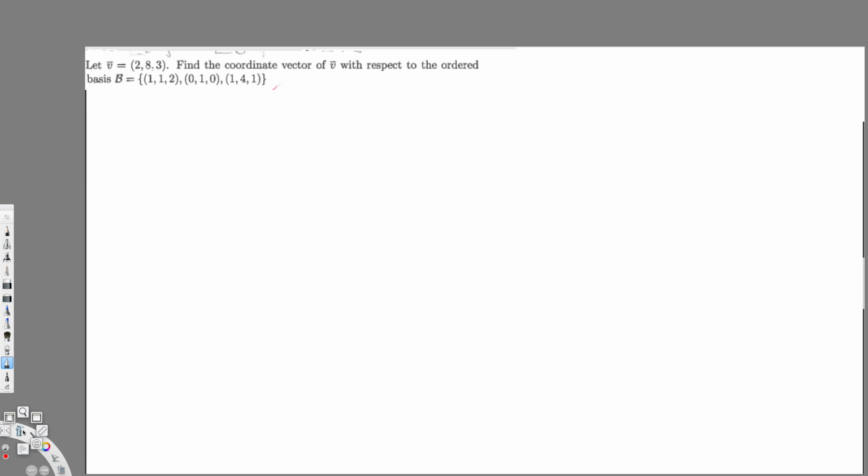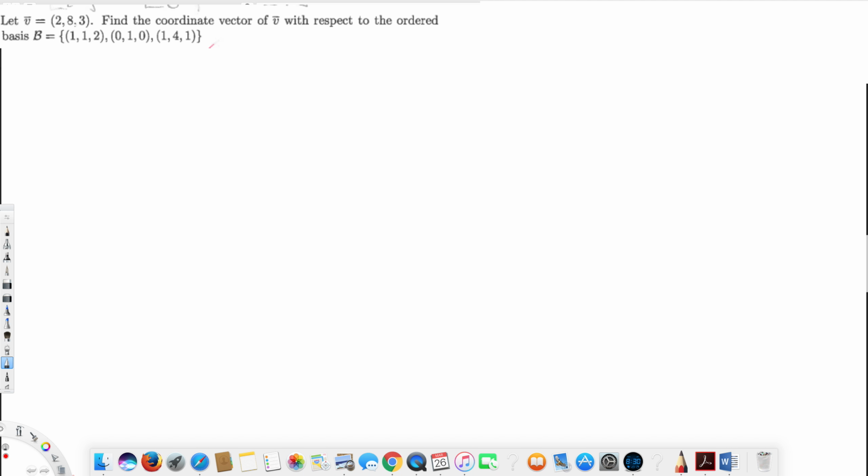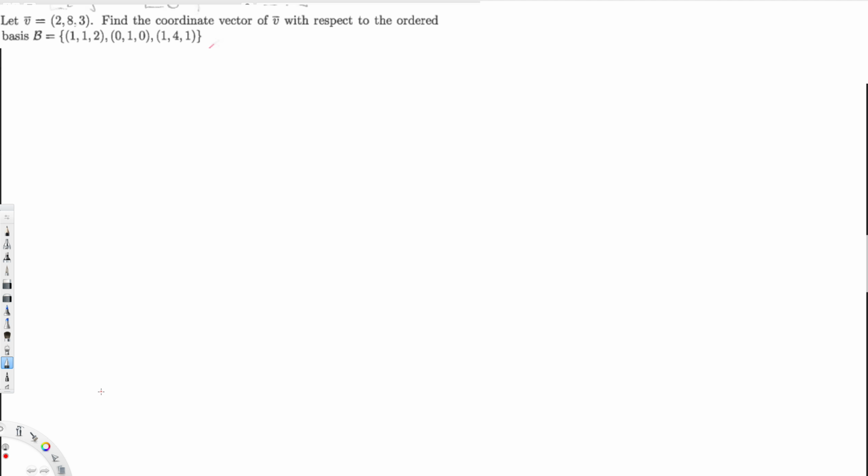Let's do this problem right here. The question is asking, let v be equal to (2, 8, 3), find the coordinate vector of v with respect to the ordered basis B, and they have given three vectors right there. So let's see how we can do this.